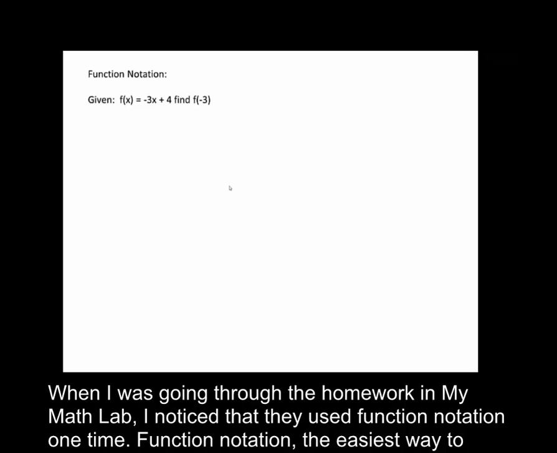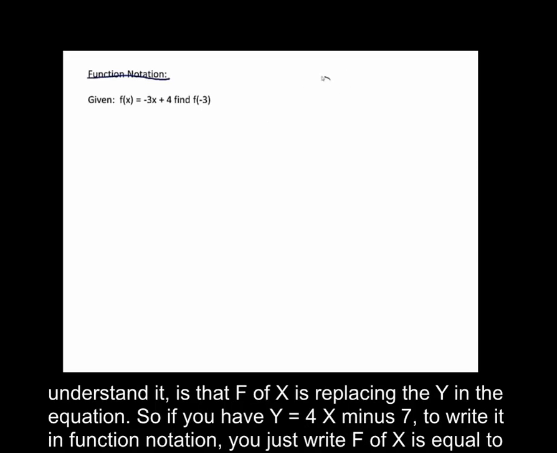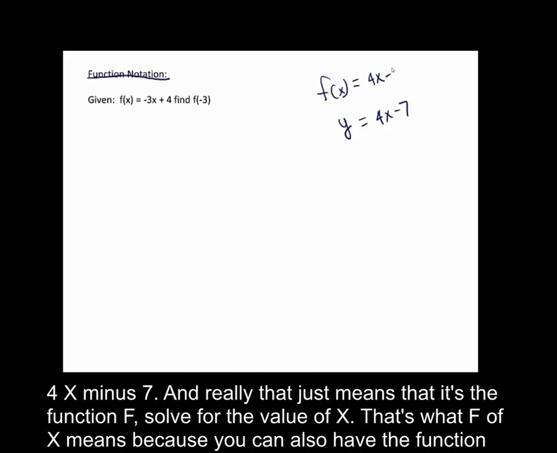When I was going through the homework in my math lab, I noticed that they use function notation one time. Function notation, the easiest way to understand it is just that f of x is replacing the y in the equation. So if you have y equals 4x minus 7, to write it in function notation, you just write f of x is equal to 4x minus 7. And really that just means that it's the function f solve for the value of x. That's what f of x means.